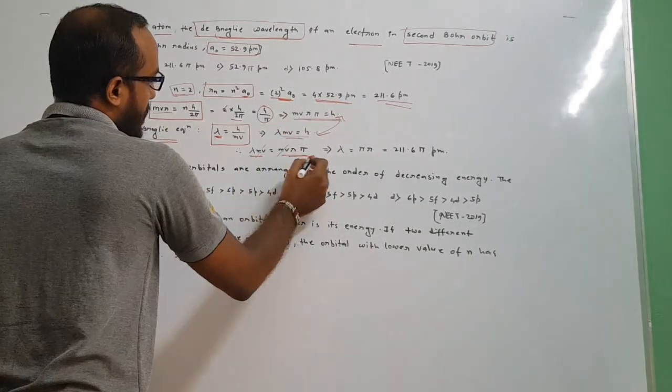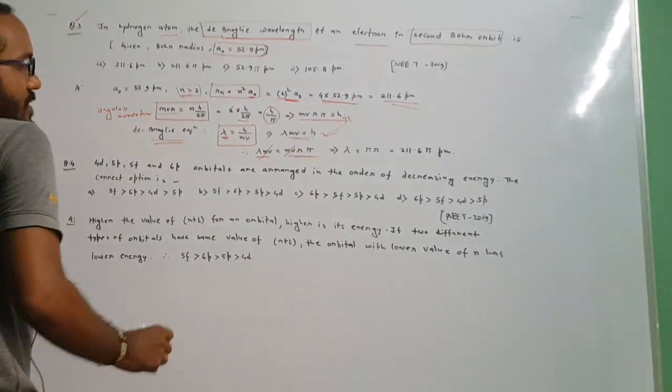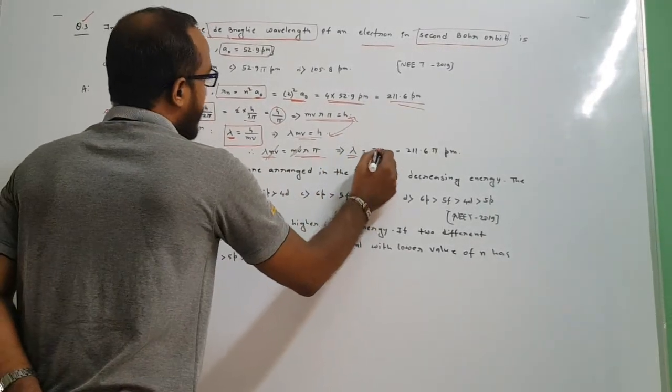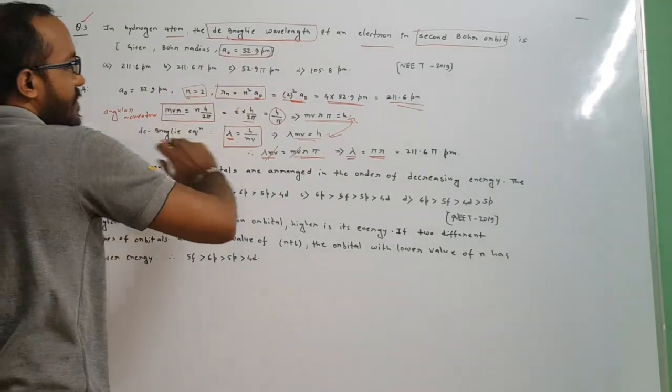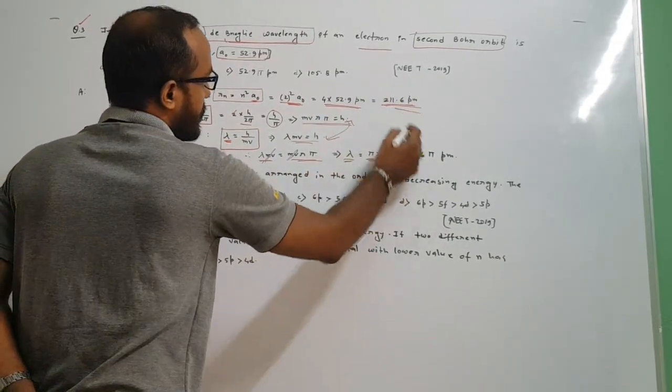So lambda mv equals mvr pi, mv cancel out. So you can see that lambda equals pi into r. Now r is given as 211.6 we have found out.